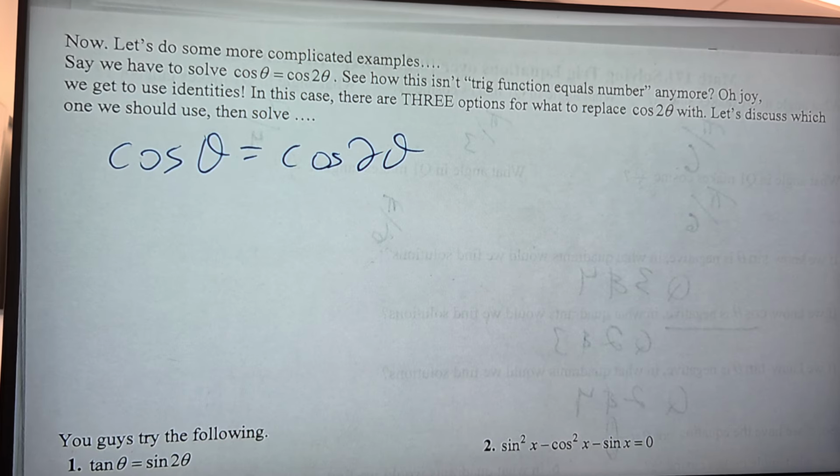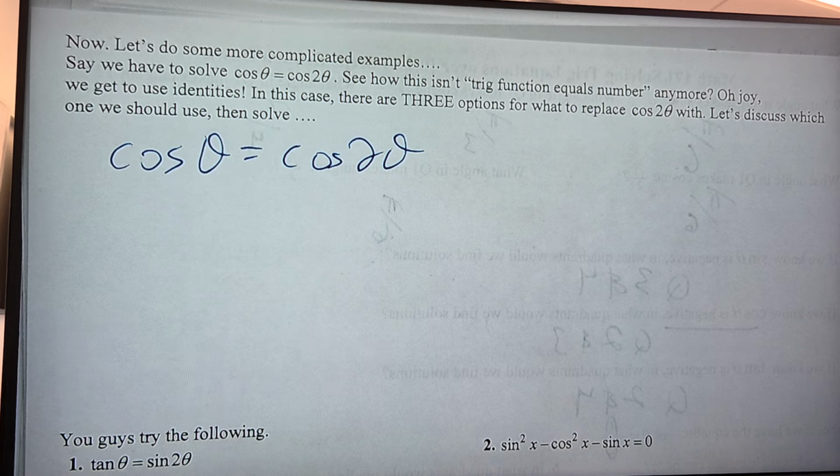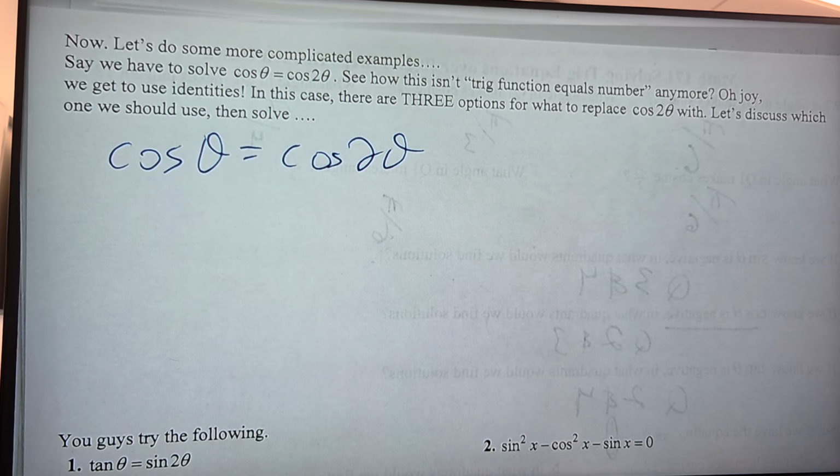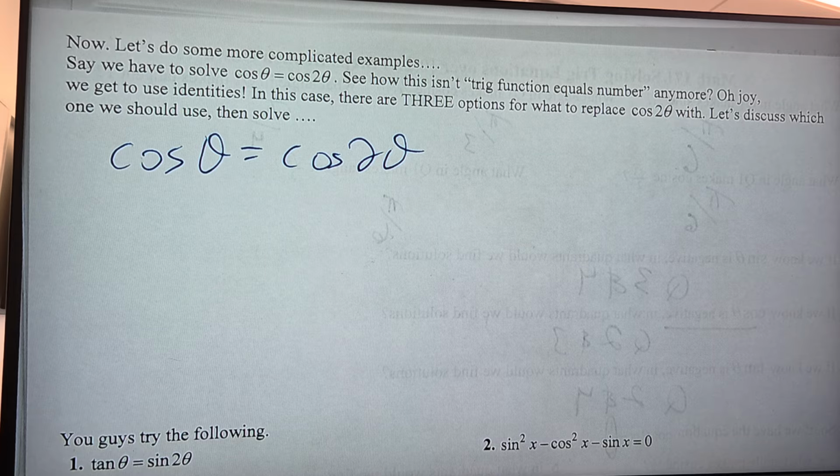Trig equals trig. Right? Some of you guys are like, yes, trig equals trig. Done. Next question. But this one says cosine of theta equals cosine 2 theta. What is cosine equal to itself, but at twice the angle? So in order to solve this, I'm going to have to use a double angle identity.